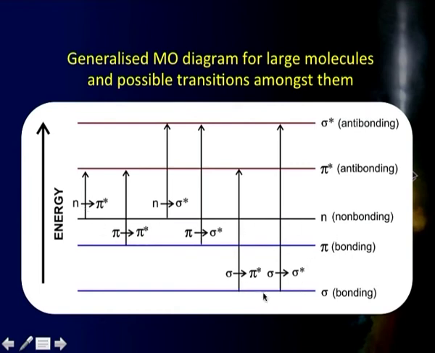Only n to pi star and pi to pi star are the ones which can be achieved by the energies available in the UV visible region. That is where we do our electronic spectroscopy. Sigma to sigma star is a possibility, but that will not be observed if I am using UV visible radiation as the source. Generally, out of these two kinds of transitions, pi to pi star transitions are more intense as compared to n to pi star transitions, which are relatively weaker.